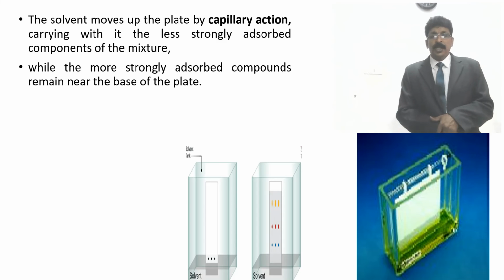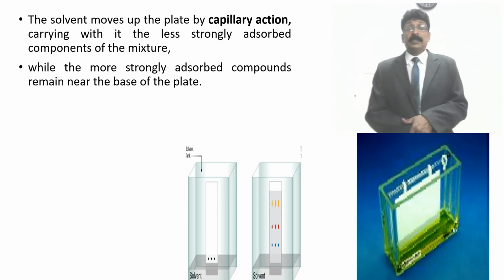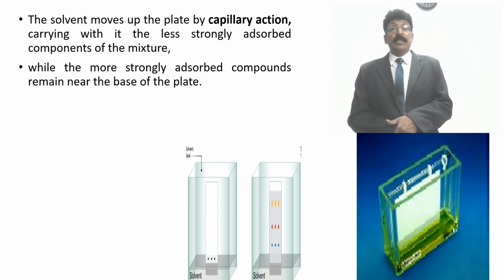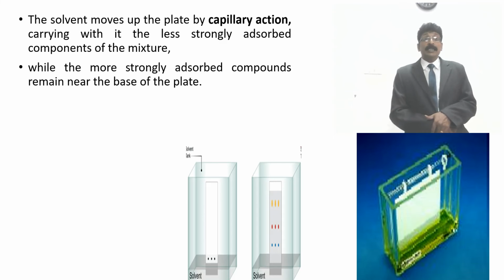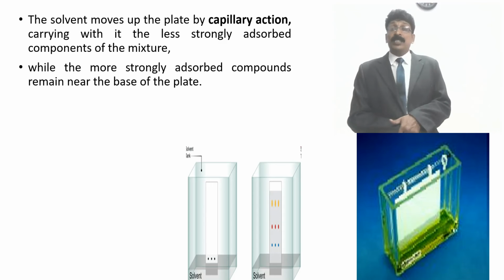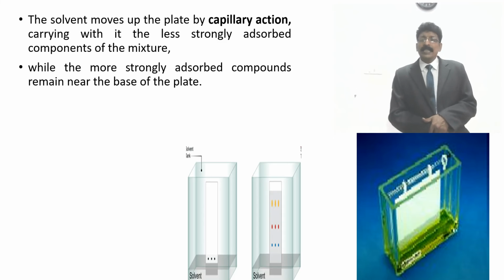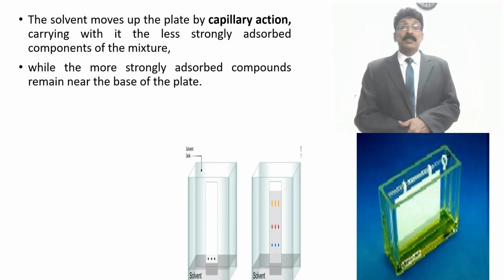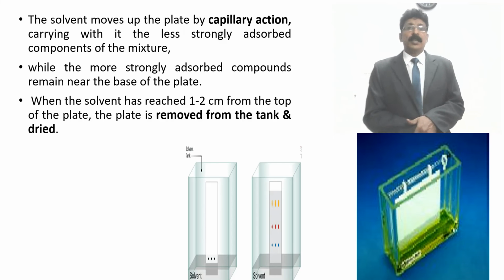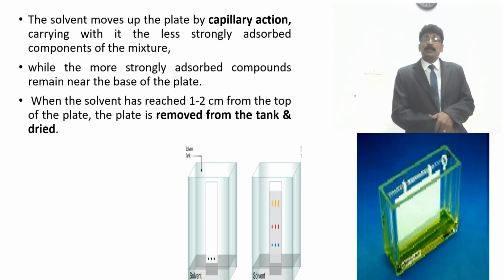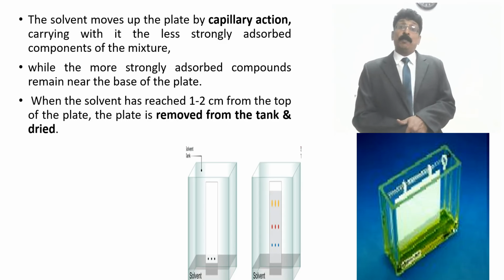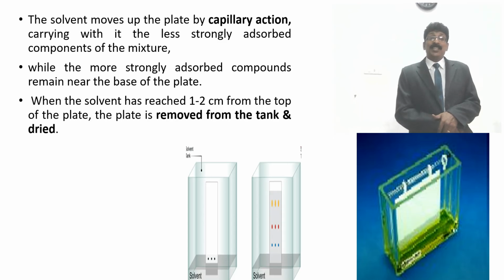So the adsorbent capacity of the sample which you kept as a spot plays a major role in the separation of the compound. That's why this line is written: the more strongly adsorbed compound remains near the base of the plate, because its movement through the stationary thin layer will be slow, as it is strongly adsorbed in the stationary phase. When the solvent reaches 1 to 2 centimeters from the top of the plate, or 3/4 of the plate, because we should not run up to the plate end, the plate should be removed from the tank and dried.